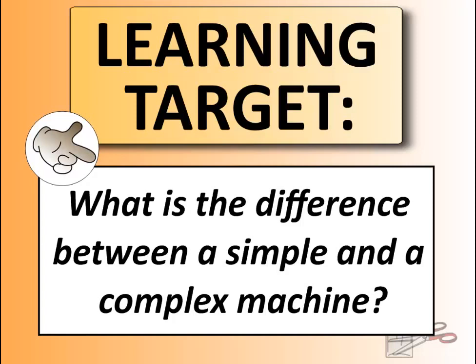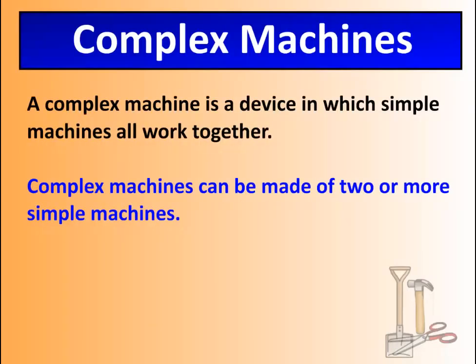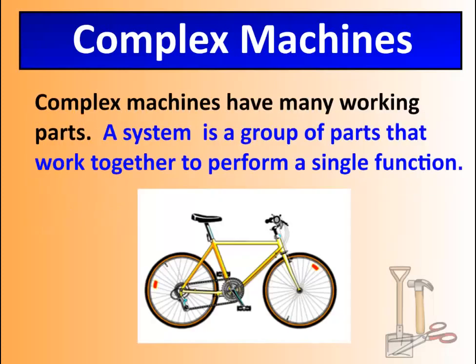Now, before we go any further, let's take a quick look at the definition here. A complex machine, as it states, can be made of two or more simple machines. It's a device in which simple machines all work together. If you can think of any examples that are really good about complex machines, the best one that I can come up with is a bike.